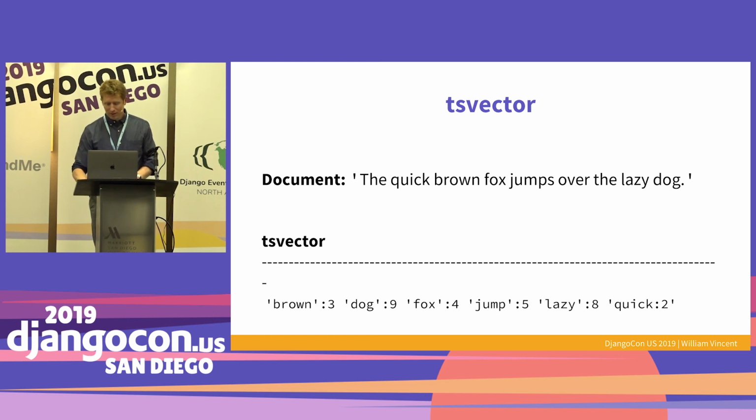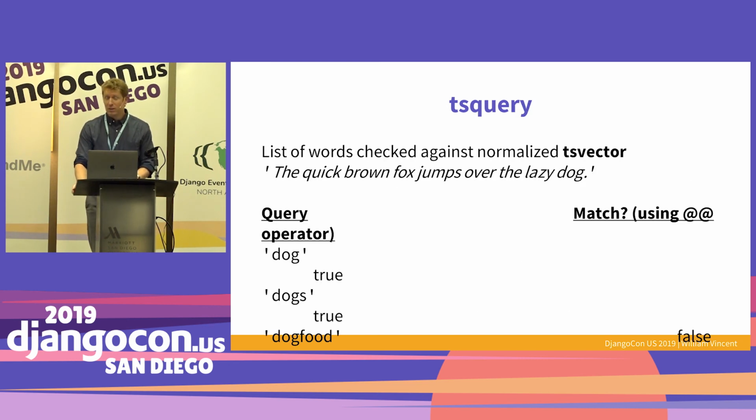into a TS vector. We can do the same thing with queries. So this is to normalize that we can check against our vector. Again, using the same phrase, there is a match operator, which is double @. So if you typed in dog, that would match. Dogs would also match because it knows to strip out the S. Dog food would not because that's not a relevant phrase. Jumping would because it sees jumps and it can take the stem and do jumping.